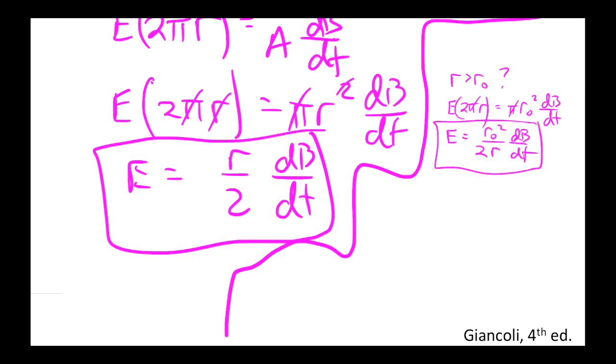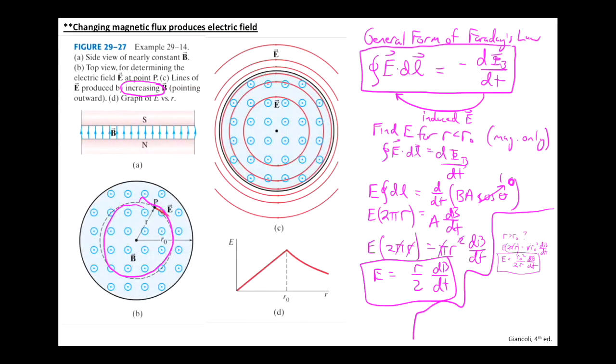Notice now r naught is a constant. It's proportional to 1 over r. So as I get outside of that region of space where there's a changing magnetic field, the electric field is going to be dying off, and you can see that if you zoom out on the diagram there in the bottom middle, proportional to 1 over r.